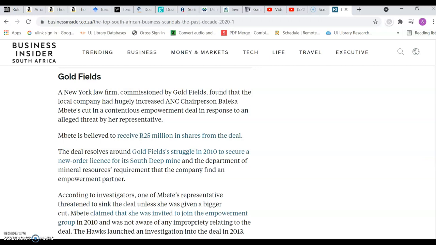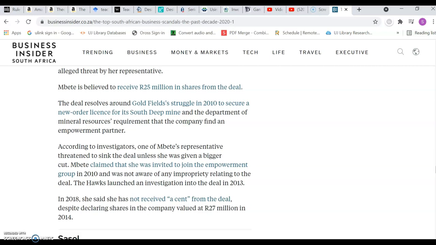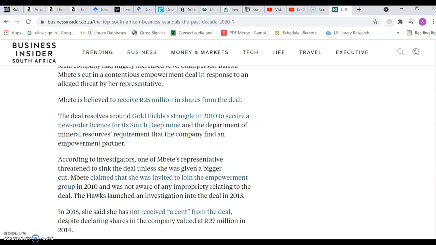So this particular issue with Goldfields that I've landed on here is about how they struggled to secure a license, a new license for their South Deep mine, which I believe is one of the deepest shafts, if not in fact the deepest gold mine shaft in the world. And so there was an issue really with regards to the licensing, empowerment partners, mineral resource requirements. And so it really became quite contentious.